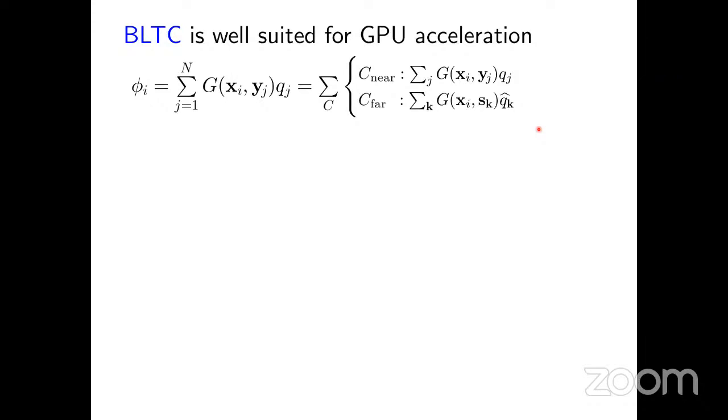Yes, I have a question. Thank you very much for the talk. So generally speaking, for electrostatic problems, can you comment on pros and cons of tree code versus fast multipoles?